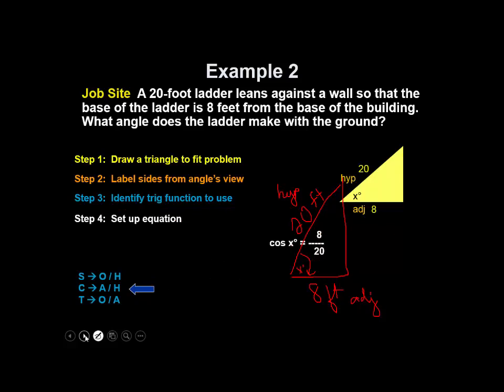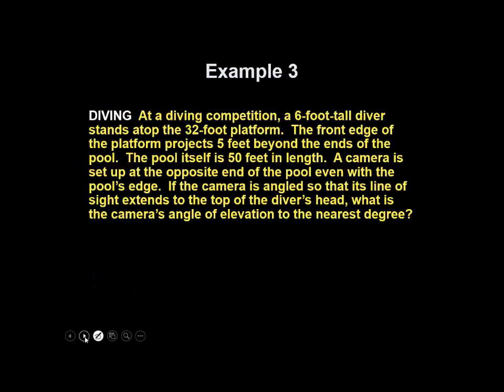So I'm going to set up my equation. The cosine of x equals 8 over 20. I am trying to find an angle measure. And all of you know that when we're trying to find a missing angle, we have to use the inverse function. So we're going to rewrite this as x equals the inverse cosine of 8 over 20. So I find out that x is 66.42 degrees.